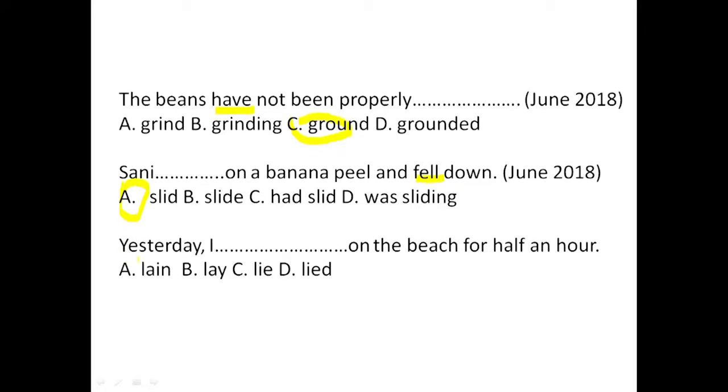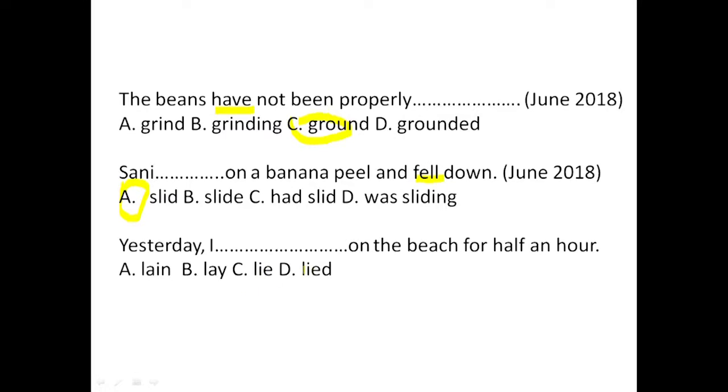So we come down to another question. We have here: yesterday I dashed on the beach for half an hour. Yesterday I dashed on the beach for half an hour. Here we are being tested on whether it should be lie or lay. I mean, which of them? Because of the preposition on, the verb coming here should be intransitive. It should be one that does not take an object. We say a transitive verb is one that allows a noun or pronoun or noun phrase after it. Because we have on here, and on is a preposition, a preposition is not an object by itself.